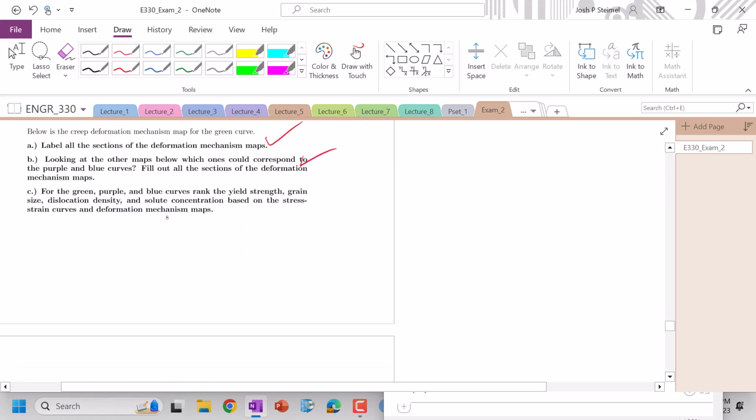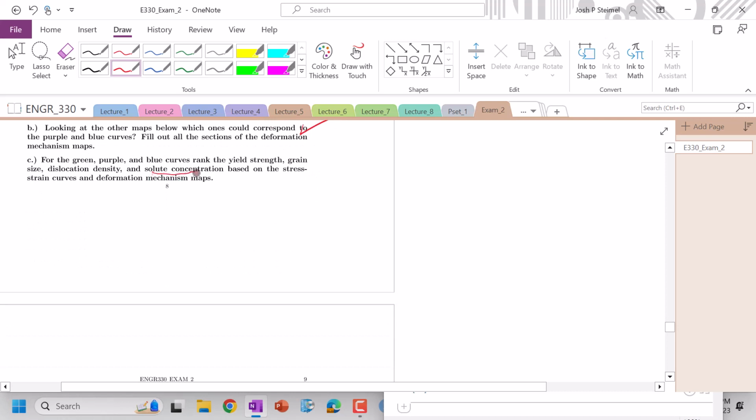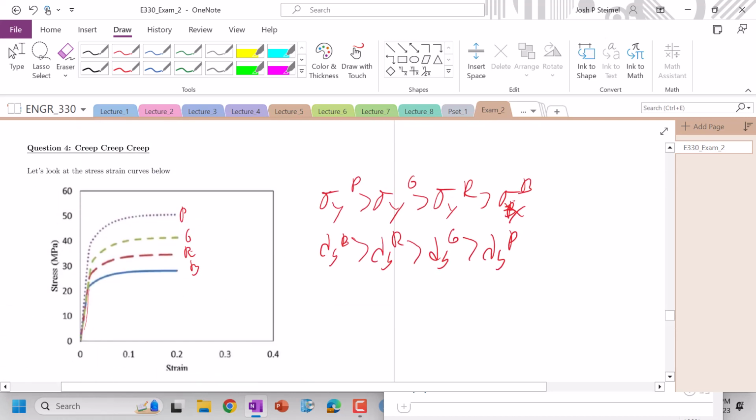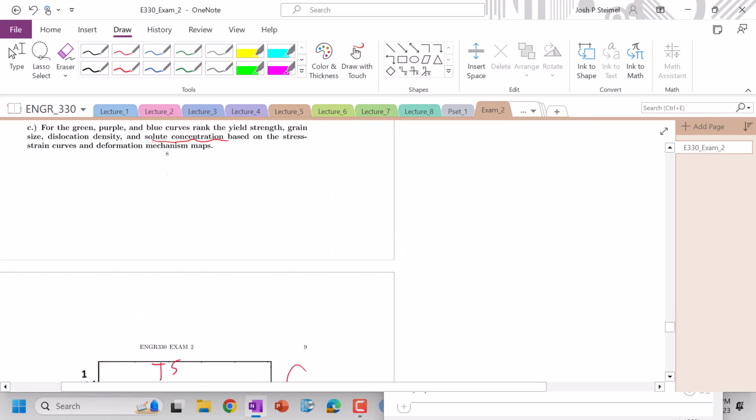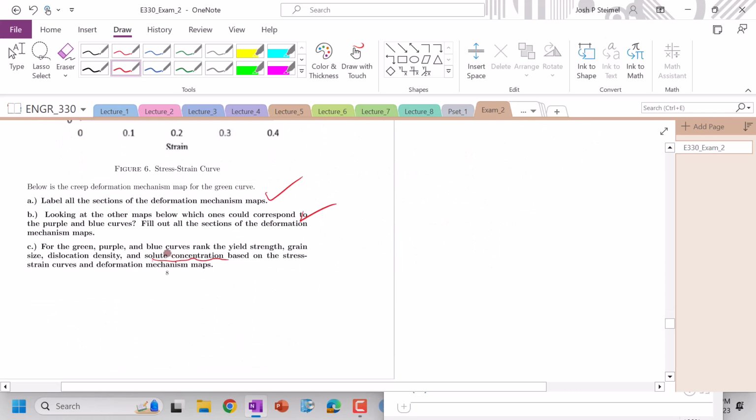Solute strengthening, probably going to be about equal. And we can rank dislocation density, perhaps that could be also what's driving essentially this as well, the same as our yield strength. So it's going to increase, you know, the same as this one. So solute will be effectively the same.